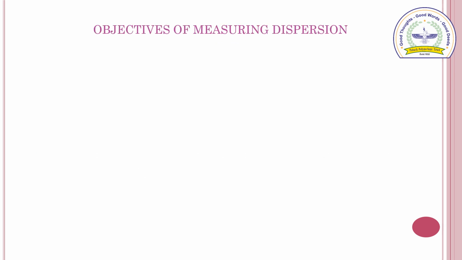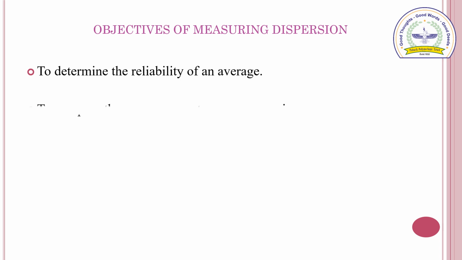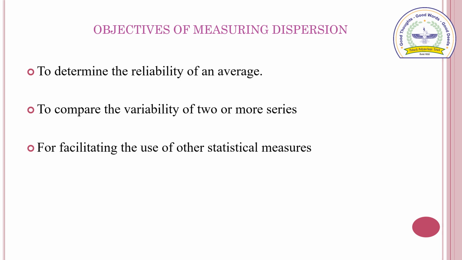Objectives of measuring dispersion. Number one, to determine the reliability of an average. To compare the variability of two or more series. For facilitating the use of other statistical measures. And as a basis of statistical quality control.